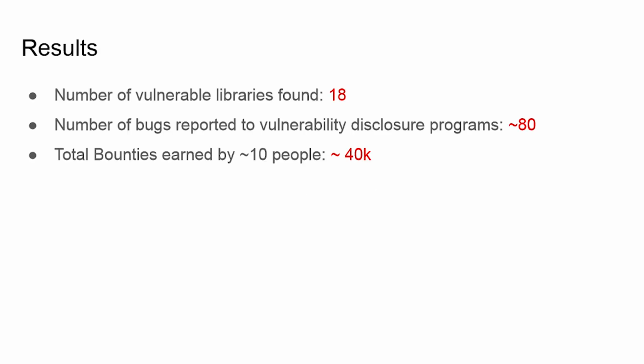We found numerous applications vulnerable to prototype pollution. We nearly found 18 libraries which are vulnerable to prototype pollution, and we reported 80 applications to bug bounty programs, and we collectively earned $40,000 with this bug. Now, Harsh will speak more about the mitigations part of this.